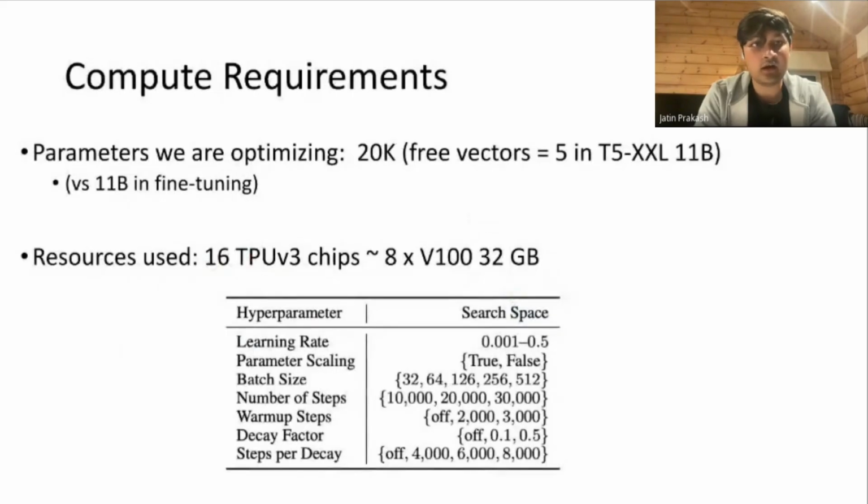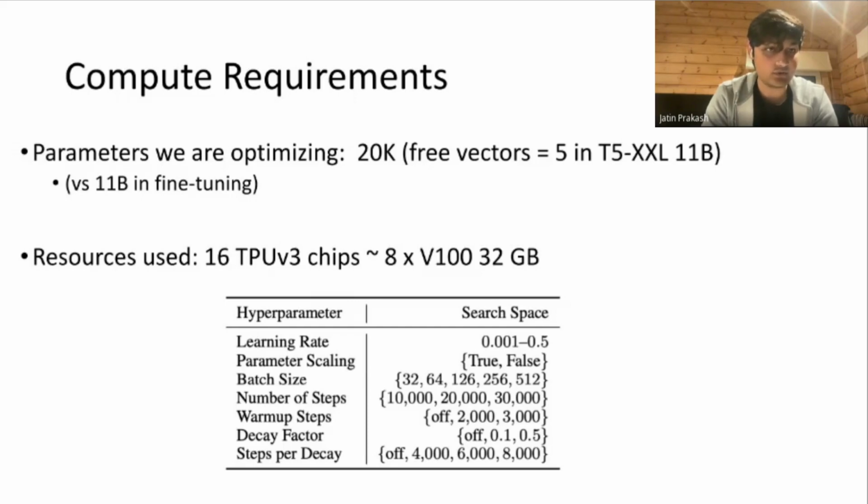Okay, so now I'll come on to the compute requirements. Let's say we are fine-tuning 5 prompt vectors for a model which is T5 XXL. It's an encoder-decoder model by Google, and it has around 11 billion parameters. In the paper they mostly use 5 prompt vectors, and each embedding is around 4096 size.